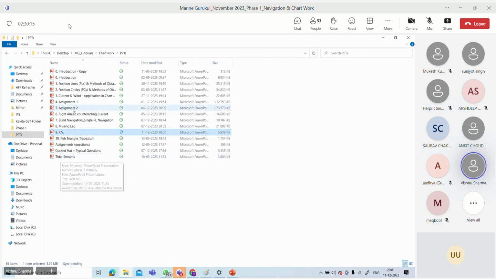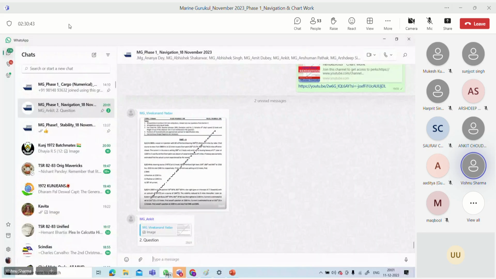See, if you look from here on top, everything is done with you except for the tidal stream and this fish triangle. Mostly. Fish triangle number 10 and tidal stream cocked hat we have done, and typical questions we have discussed, assignments we have discussed. So all out here has been discussed. So tidal stream is there on my agenda. Don't worry. Okay, so leave the tension of tidal stream.